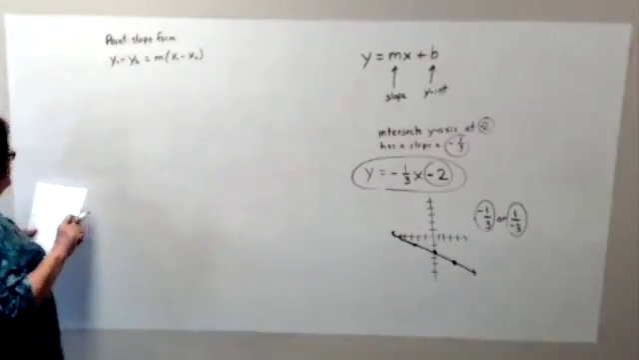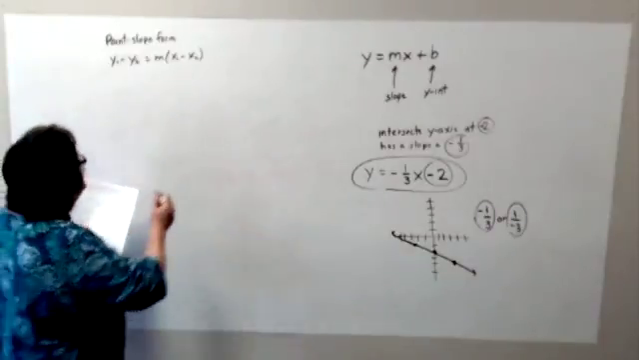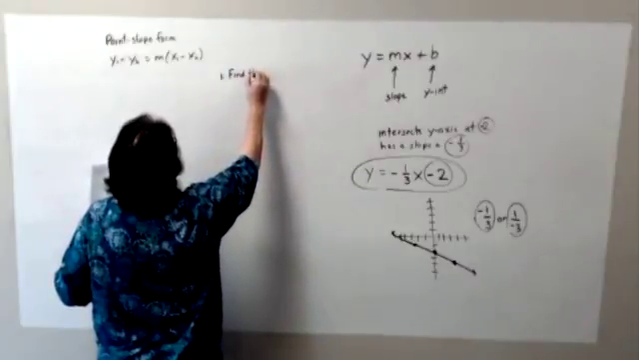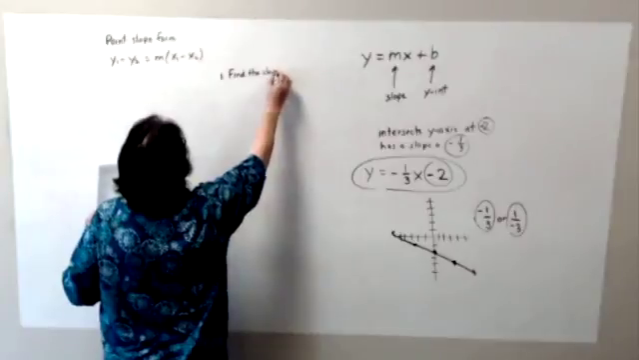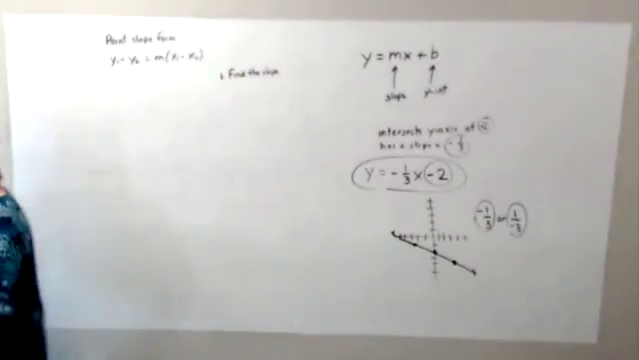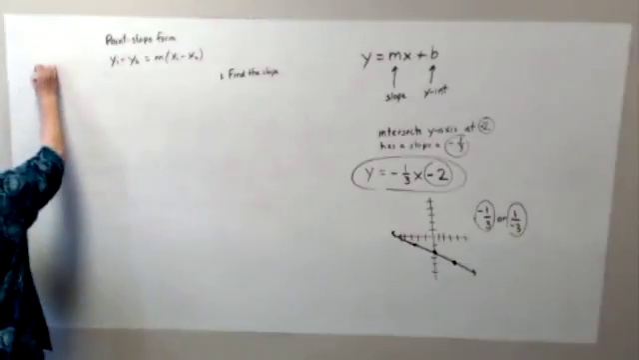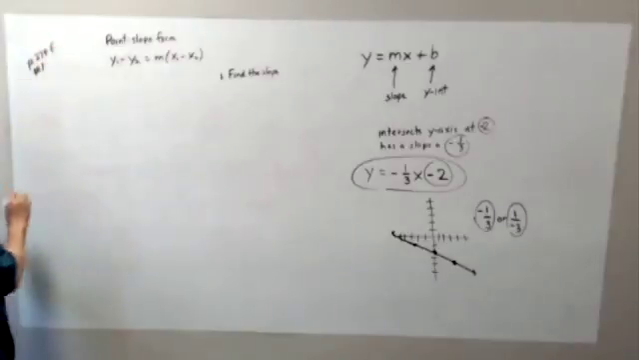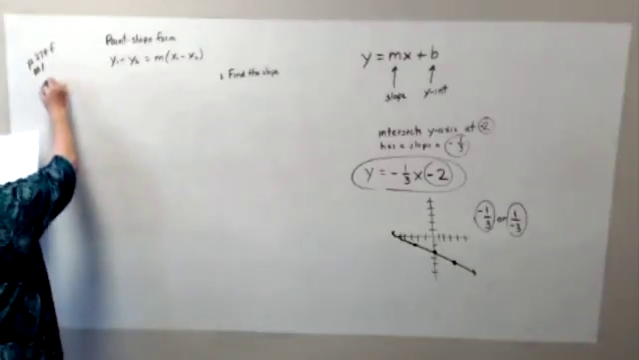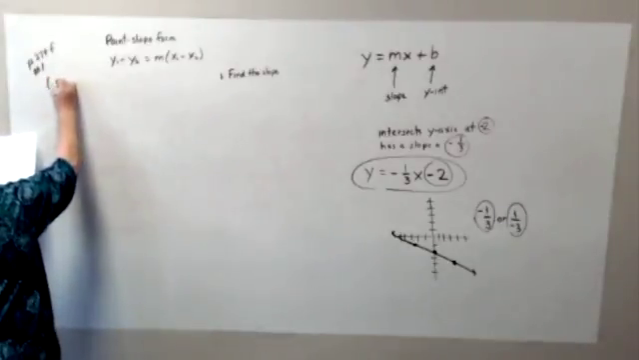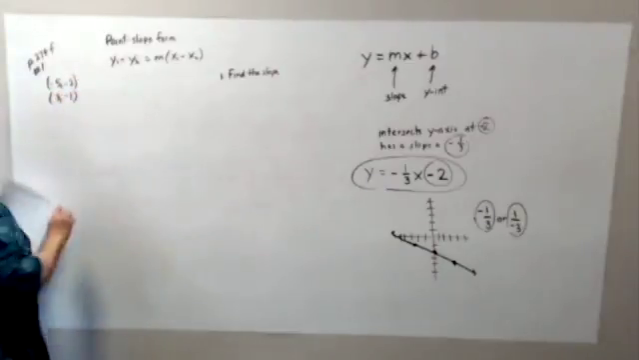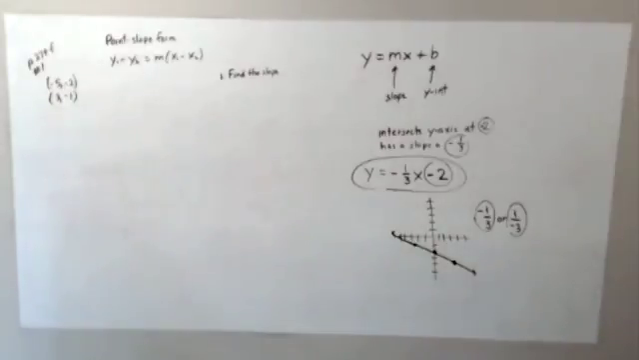Now, to use point slope form, step 1 is find the slope. Now, we are working on number 1 on page 274F. And that one says we have a line that goes through these 2 points.